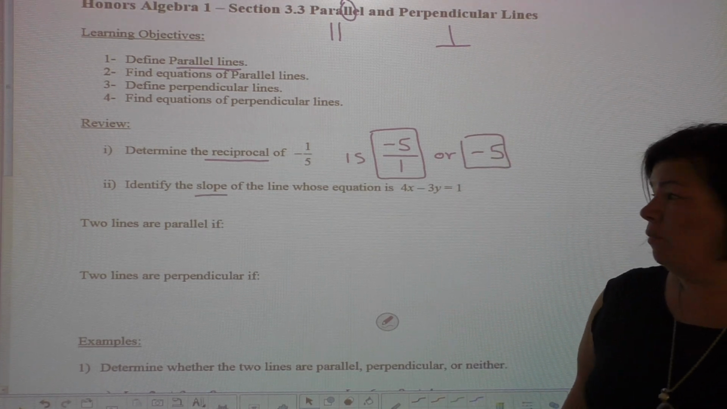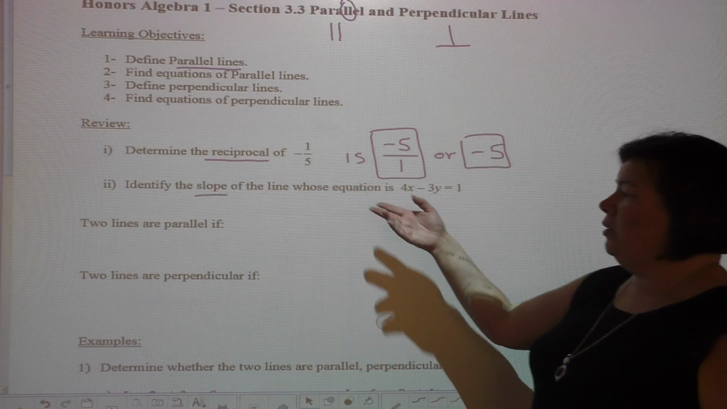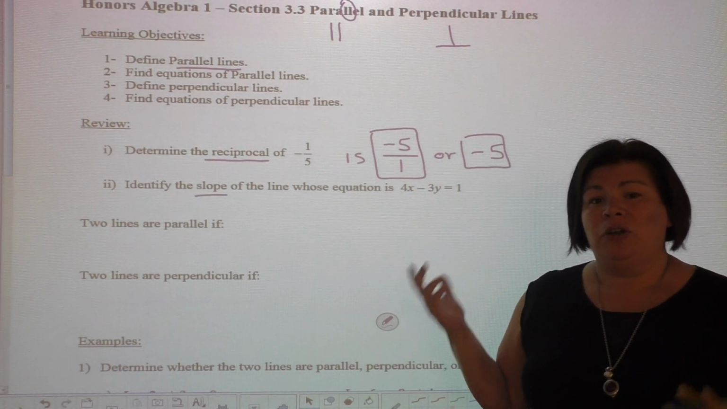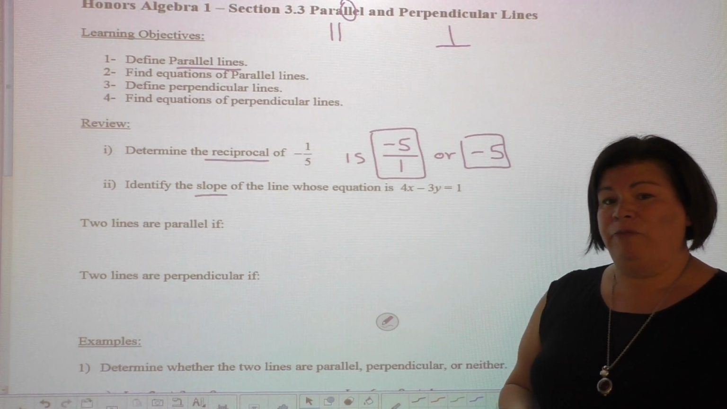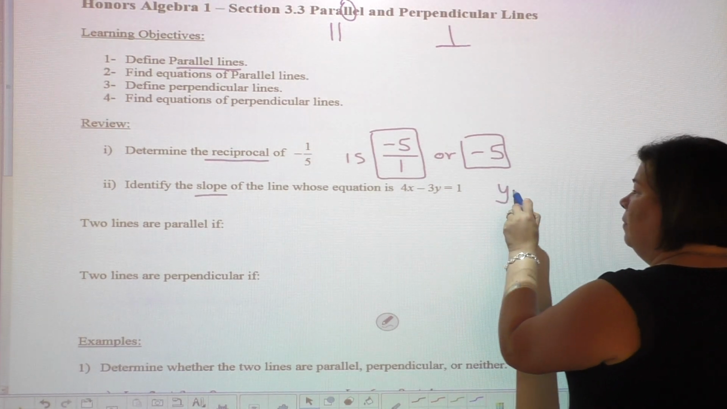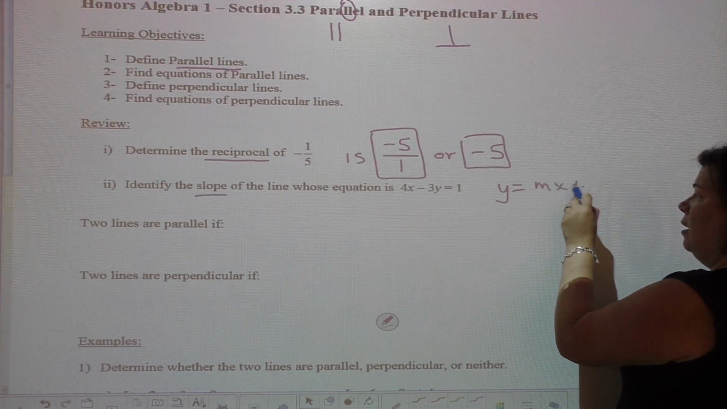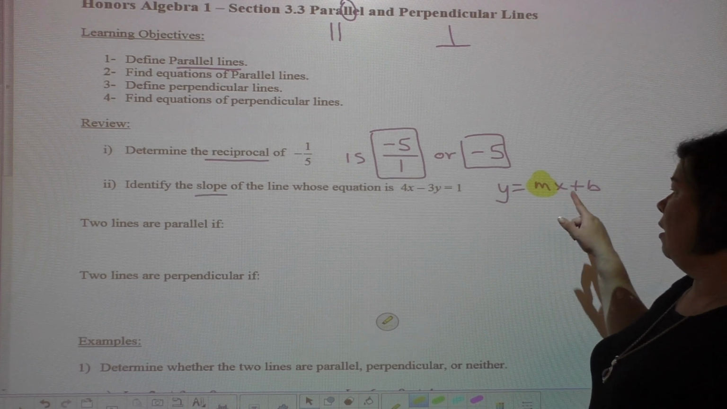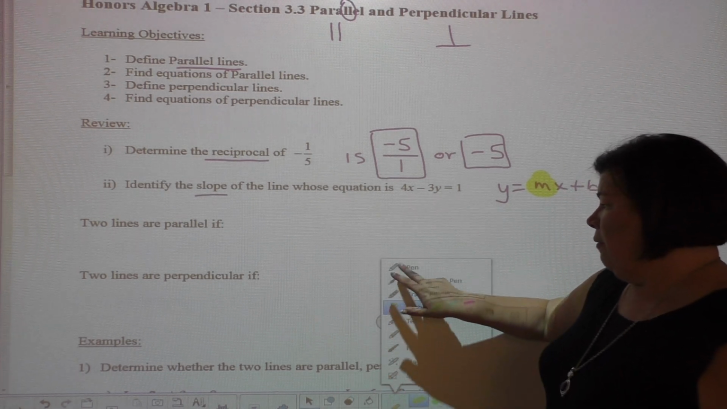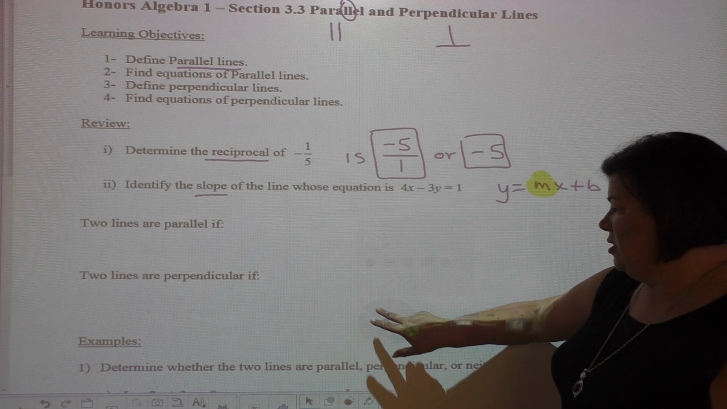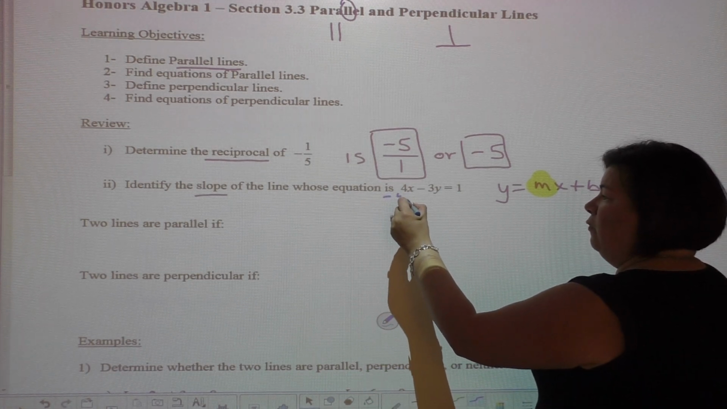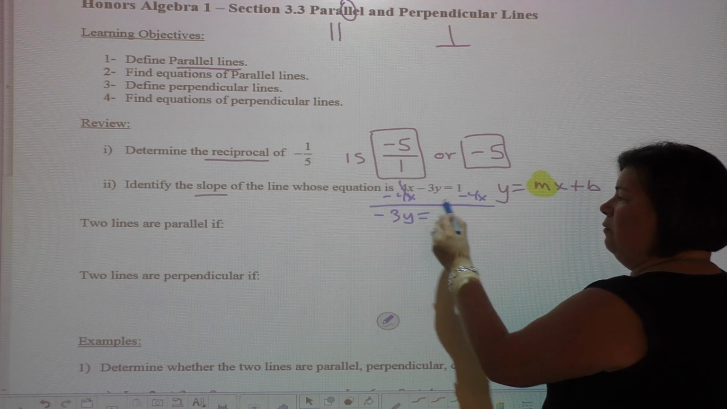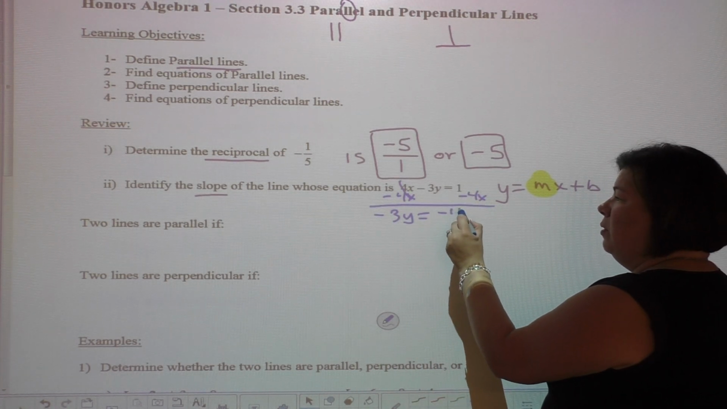So either way. Identify the slope of a line whose equation is 4x minus 3y equals 1. In order to identify the slope, we should put this in slope-intercept form, so it can become identifiable really quick, because we know that our slope is our coefficient in front of the variable x. So to do that, we're going to put this in slope-intercept form. Subtract 4x from each side. We get -3y equals -4x plus 1.